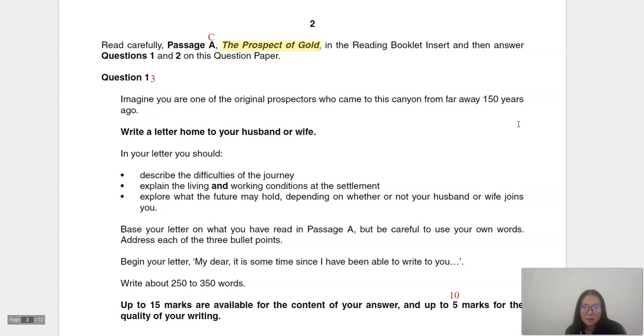Okay, I love the directed writing question. It's one of my favorite parts. And why is because it's an opportunity to be really creative.